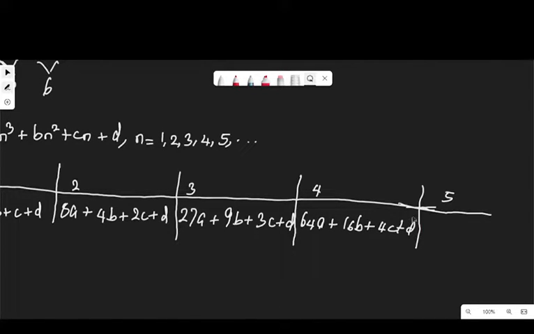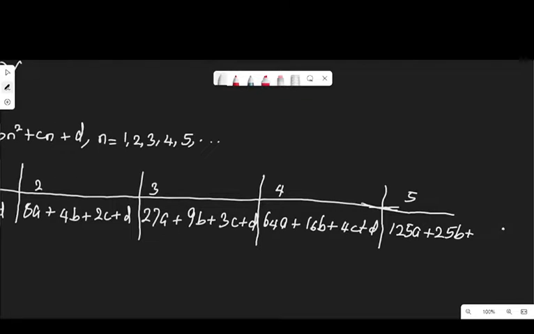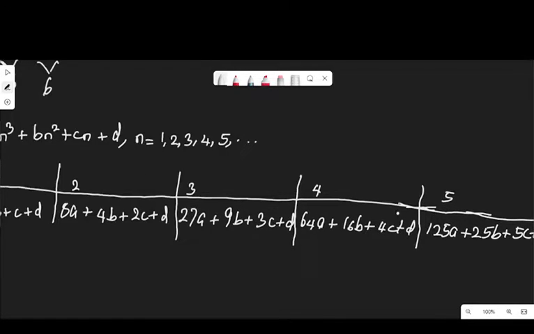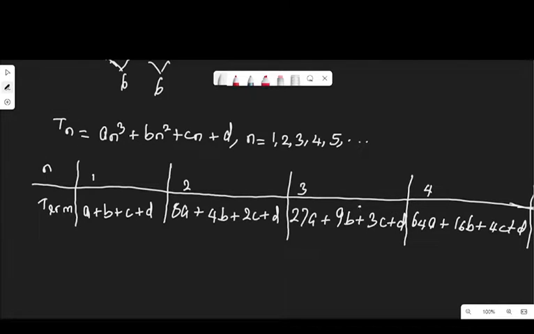It's supposed to be 125a plus 25b plus 5c plus d. Okay, this is a table of the terms.